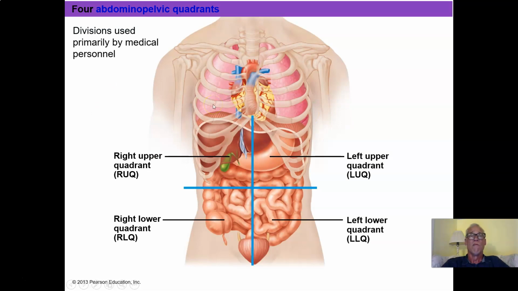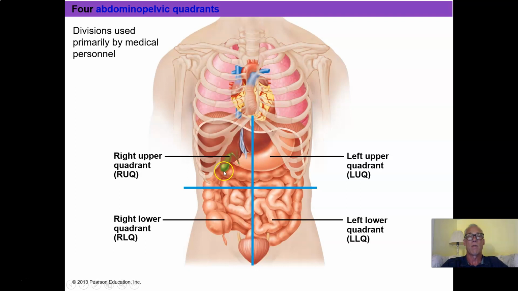Finally, the last slides in this PowerPoint, I believe they're the last slides, talk about different quadrants of your body, so that if you're trying to communicate efficiently and rapidly to somebody about something that's happening pathologically, perhaps in some part of the body, we can refer to the quadrant in which it lies.